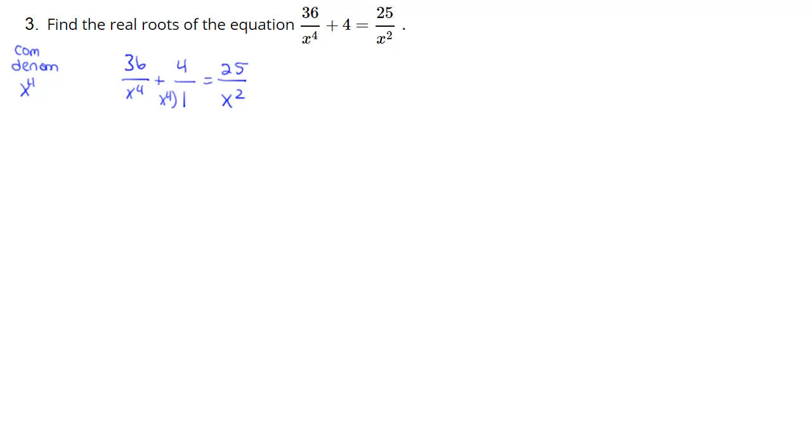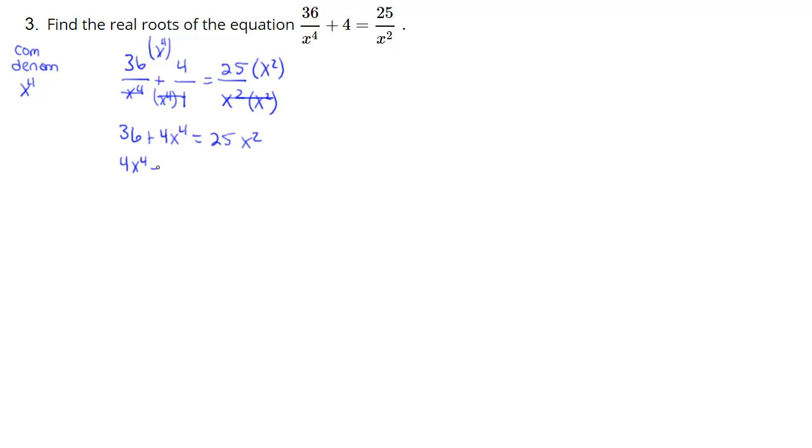If I multiply this times x to the 4th, I have to multiply the numerator by x to the 4th. And if I multiply this by x squared, I have to multiply the numerator by x squared. So now I've got x to the 4th, x to the 4th, and x to the 4th. So I've got 36 plus 4x to the 4th equals 25x squared. Now all I've got to do is solve this.